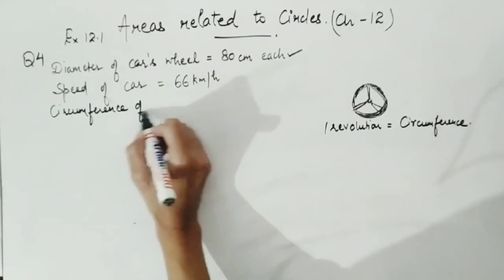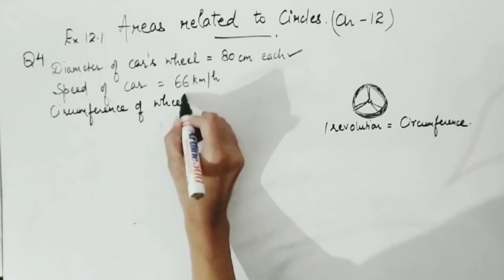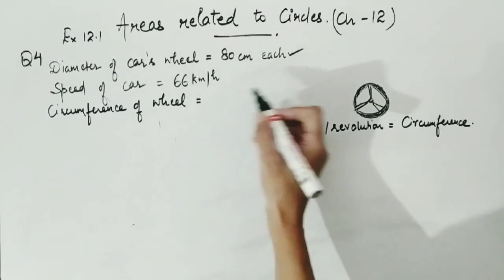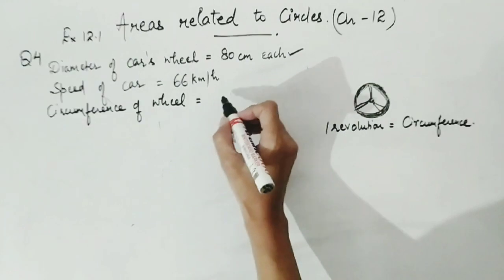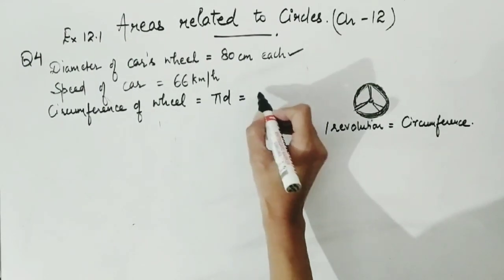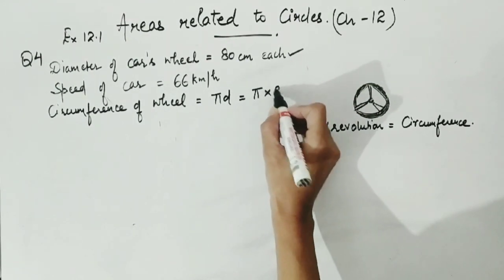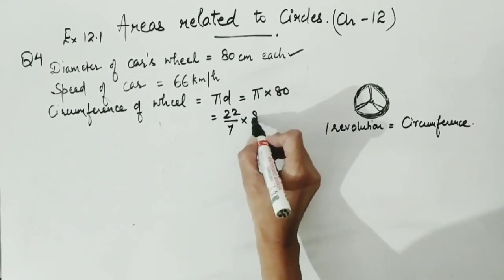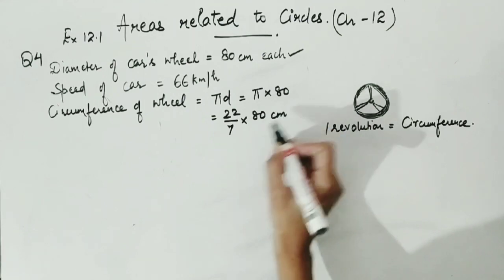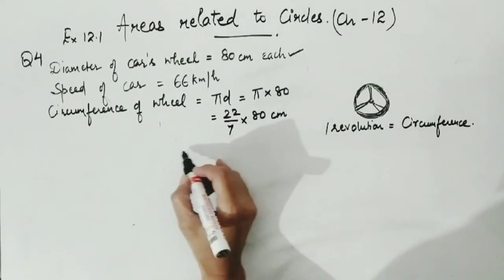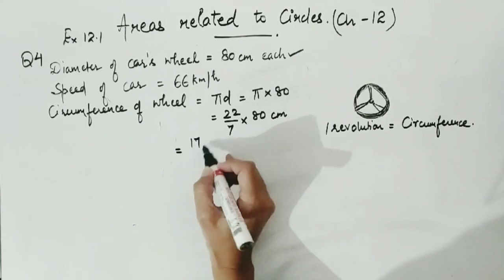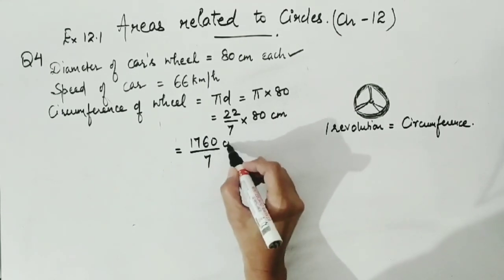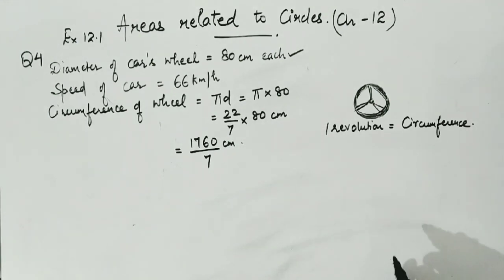The circumference of the wheel will be, we know circumference is 2 pi r. When the diameter is given, it is pi into d. So pi into 80. Let's put the value of pi as 22 by 7. Multiply it by 80. This is all in centimeters. Solving this, it becomes 1760 by 7 centimeters. Okay, this is just the circumference of the wheel.